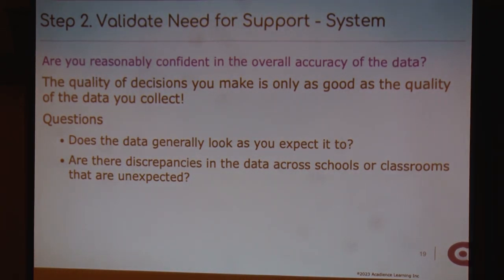And at the systems level, here's the thing. The quality of the decisions we make is only as good as the data we collect. So those of you who are supervisors, principals, when you look at the systems level data, and then you can drill down, does it look as you generally expect it to, or are there some discrepancies that are unexpected? And we look at this like, this discrepancy doesn't make sense. Or why does this classroom look really different from this classroom?